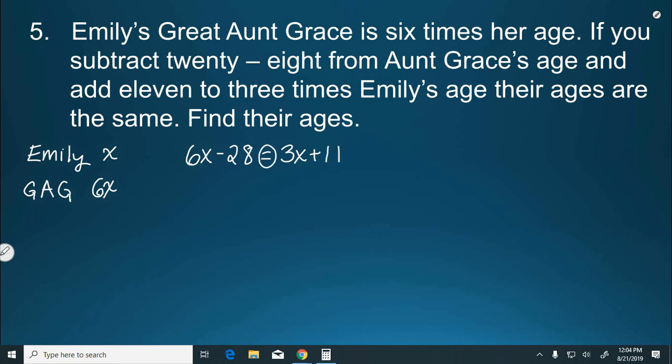All right, so again, I have coefficients of x on both sides. I have constants on both sides. Let's start by moving the smaller of the x over to the opposite side. So we have 6x and 3x. 3x is smaller. I'm going to subtract it from both sides.